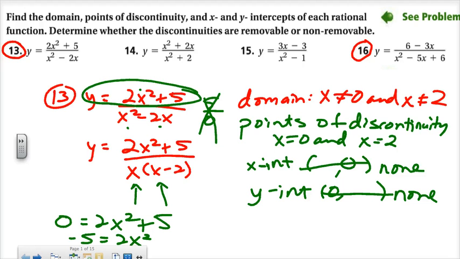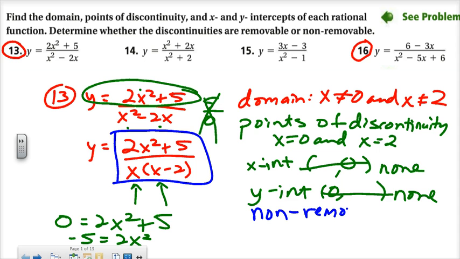Remember, that was one of our restrictions for our domain, that we cannot put 0 in for x. So then it says determine whether the discontinuities are removable or non-removable. They are only removable if they would cancel out. And we see right here, there is no way for us to cancel either of those out. So these are non-removable discontinuities.